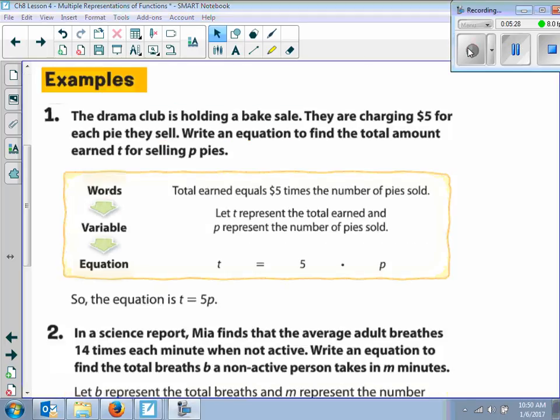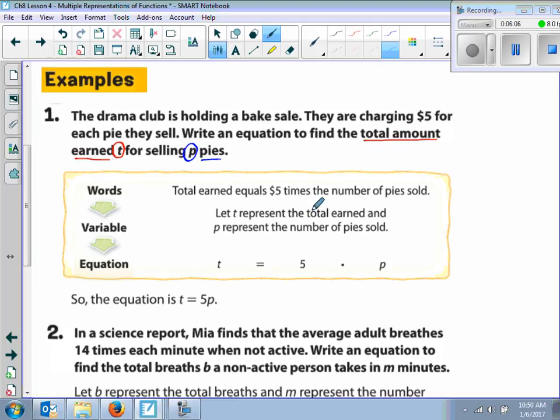All right, so for the two examples here, we have the drama club is holding a bake sale. They are charging $5 for each pie they sell. Write an equation to find the total amount earned, T, for selling P pies. So first thing we see here, they've already told us what the variables are, right? So they're telling us that T is going to be the total amount earned, and P is going to be for the number of pies they sold.